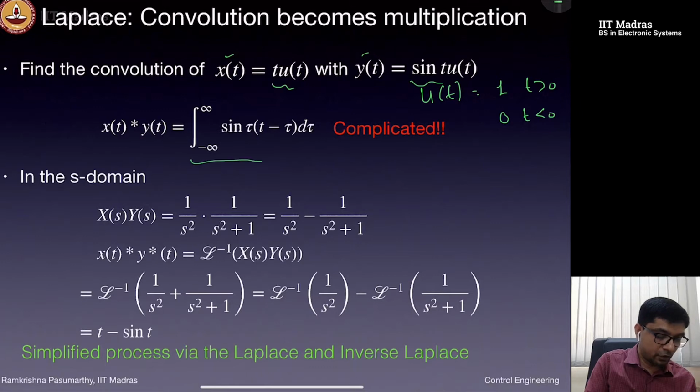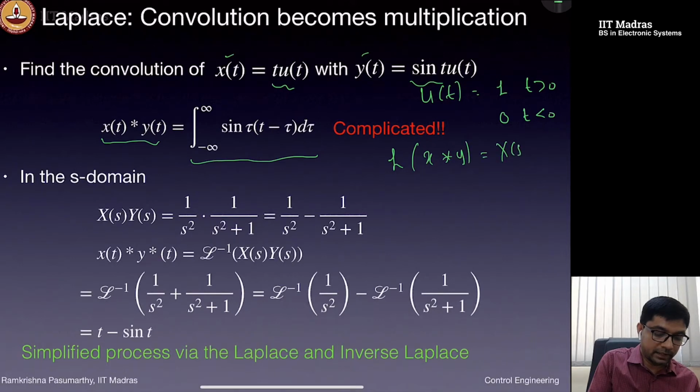By the standard formula, I need to compute a not very simple looking integral term. Of course, this gets worse when I have exponential terms, cosine terms, higher order terms, and so on. But I do a little trick. I take these two signals. What I know is that when I apply the Laplace transform on x convolved with y, it just turns out to be X(s) times Y(s).